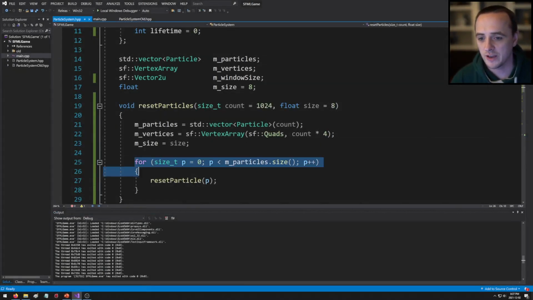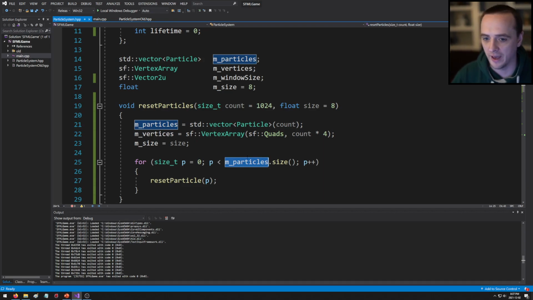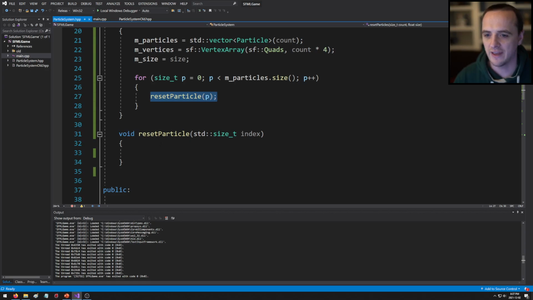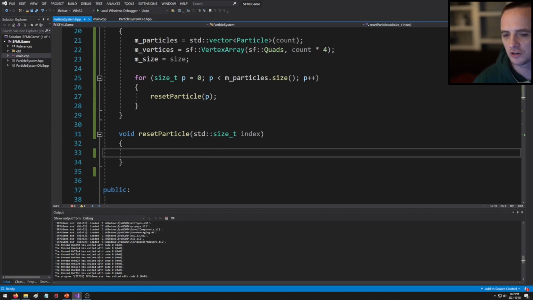So what I do then is for each of the particles that I've said I'm going to have, I'm going to call this function called reset particle. And so this is sort of the overall reset everything function. And then I'm going to make this function here, which resets an individual particle. Okay, so now is where we start coding.